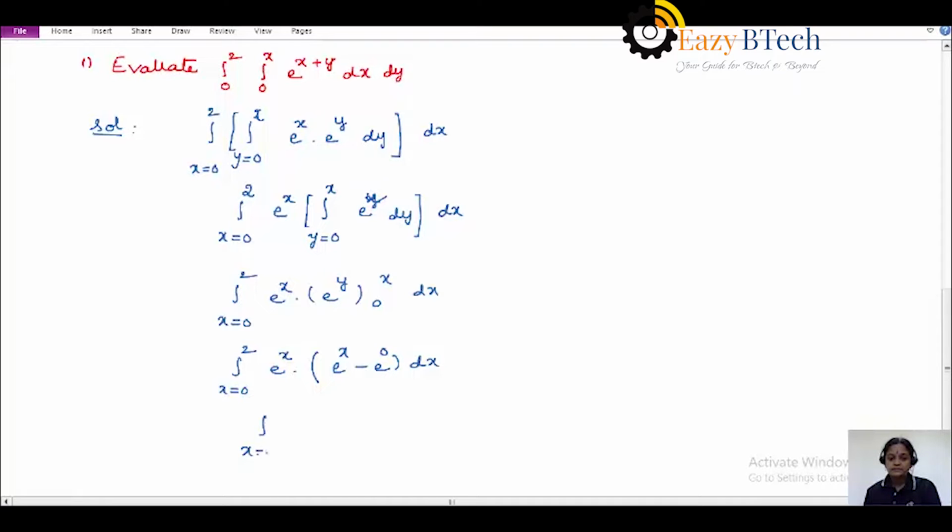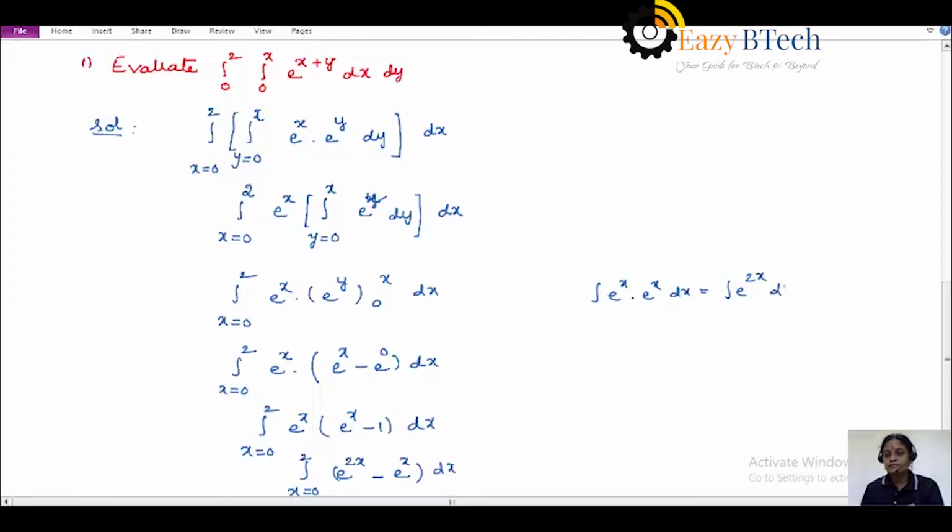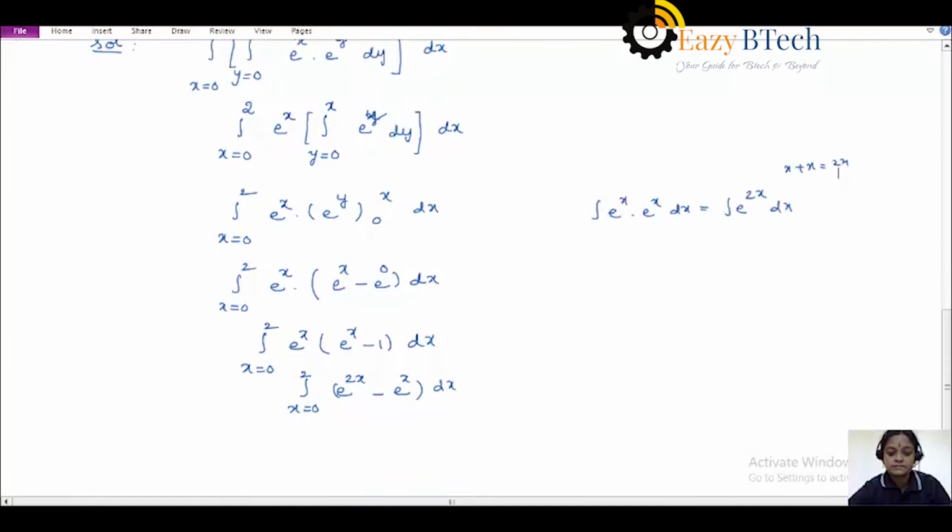Integral x is equal to 0 to 2, e power x, then e power x minus e power 0, and e power 0 is 1 here. Then doing the multiplication, x is equal to 0 to 2, e power x into e power x is e power 2x, minus e power x into 1, e power x, into dx. See, I am writing e power x into e power x; bases are equal, then adding the exponents, x plus x becomes 2x here. Now doing the integration of e power 2x and minus e power x here.